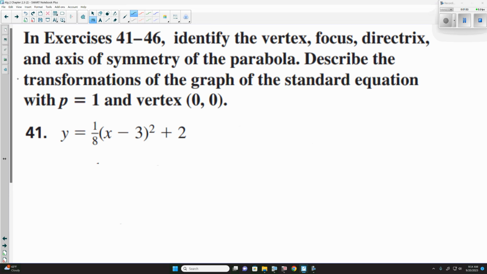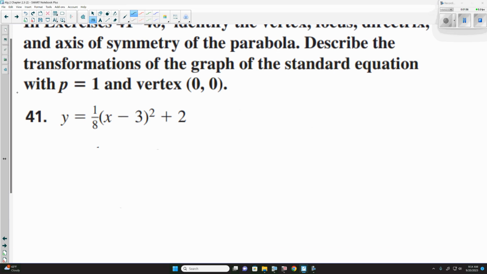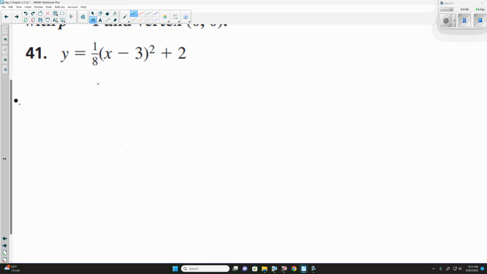So the first one I want to look at is this here. Now, we're not going to describe this transformation from the standard equation, but we do want to find several pieces of information. We want to find this parabola's vertex, focus, directrix, and axis of symmetry. And the vertex for either one is still the point h comma k. So that means for us to find any of these, we still need to know the value of h and the value of k, because the vertex in either form is h comma k.